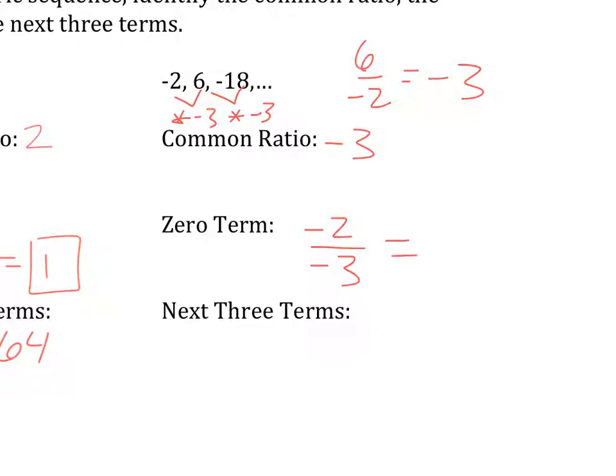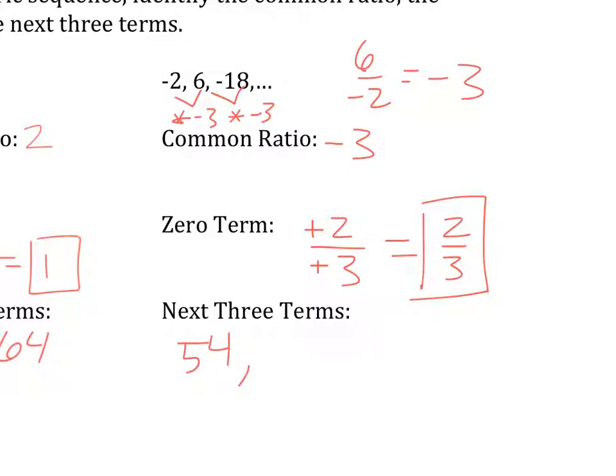Okay, well, we can't really simplify that fraction, but we can chop because we have negative divided by a negative. So we know our zero term is going to be 2/3. The next three terms, well, I'm going to need my calculator for this one. I'll do negative 18 times negative 3 gives me 54.